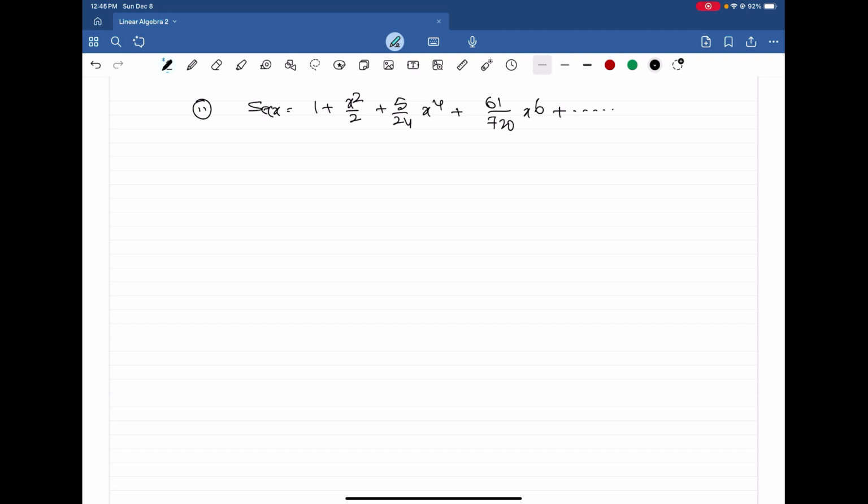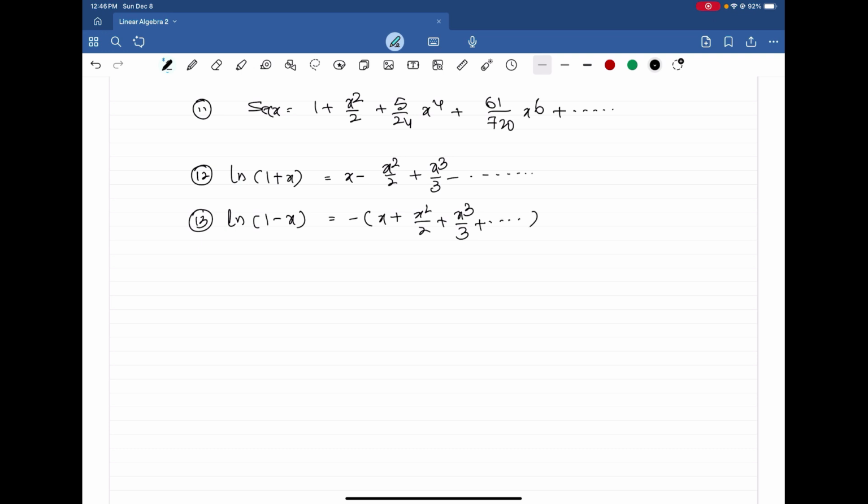Now, let's go for another one. Log or ln 1 plus x. What is the value of ln 1 plus x? This is equal to x minus x square by 2 plus x cube by 3 minus and so on. And ln 1 minus x is equal to minus x minus x square by 2 minus x cube by 3 and so on. Now, what will be the value of ln of 1 plus x by 1 minus x?